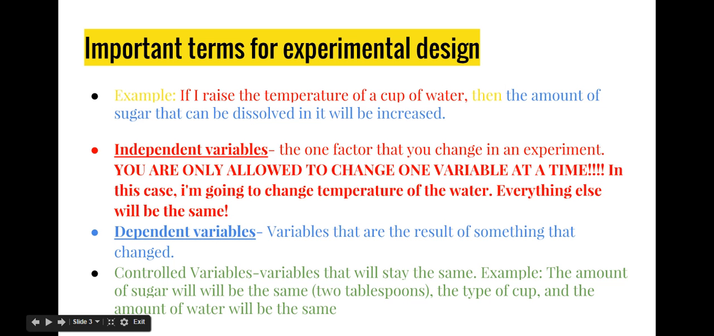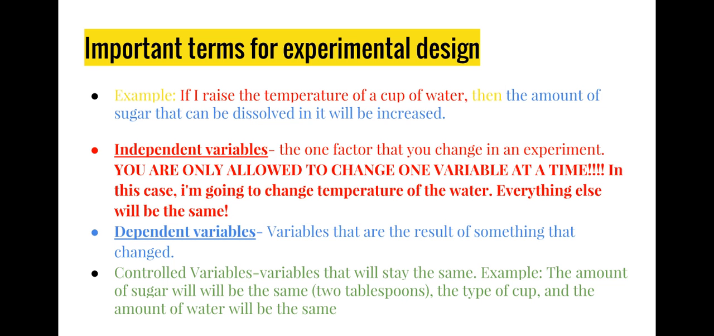The third factor is the controlled variable. These are the variables that will stay the same. In this example, the amount of sugar will be the same, 2 tablespoons. You can do 3 tablespoons, you can do 4 tablespoons, but that has to be the same for all of your tests. The type of cup I'm going to use has to be the exact same cup. If I'm going to use a mug, I'm going to use the same exact mug. If I'm going to use a glass, I'm going to use the same exact glass.